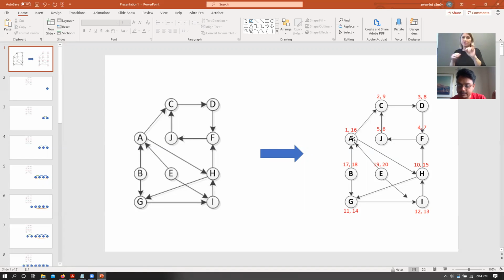Now it comes back to A, but A is not done yet, right? A has more edges. So the next edge that we need to look at is A to H. Now H has a pre-visit number of 10. Remember that A has still not been post-visited.